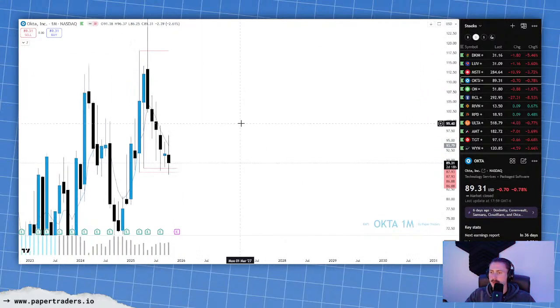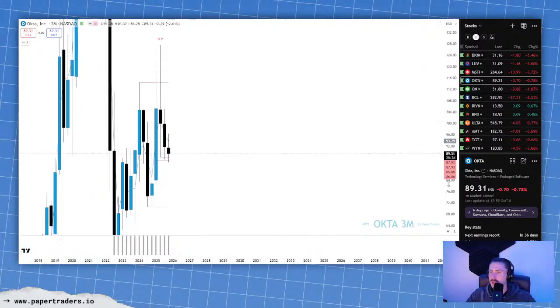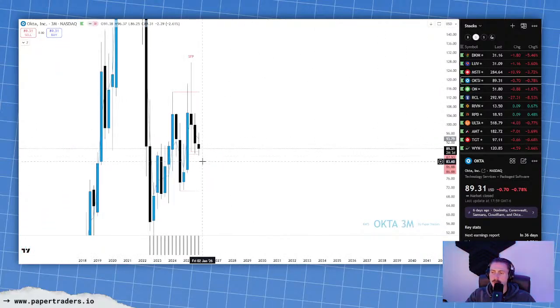The only thing is this body is now holding below the close of that previous one. So that's not a good sign. So we're going to drop down to the 3 month. Next 3 month, I think they could... I don't know. They can go down to this volume imbalance on Octa. Right there.